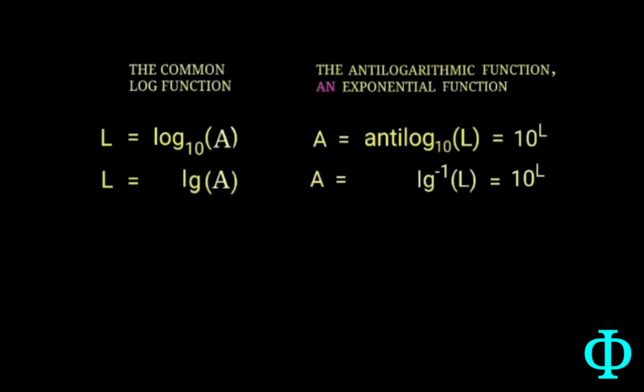Whereas for the base 10 common logarithm, we had these: L equals log base 10 of a, in other words, L equals the Lg of a, and a equals antilog base 10 of L equals 10 to the L, in other words, a equals the Lg minus 1 of L equals 10 to the L, which is just an exponential and an exponential function.